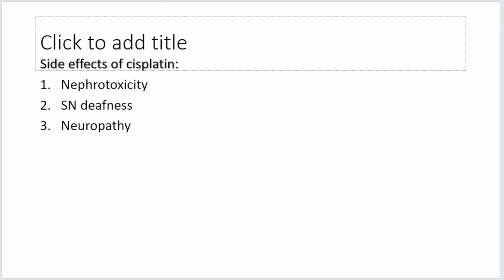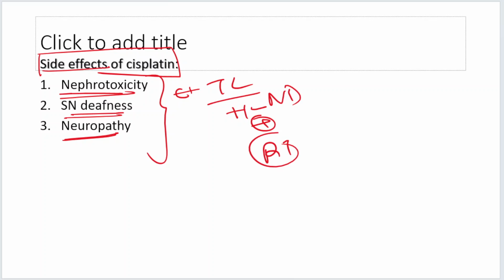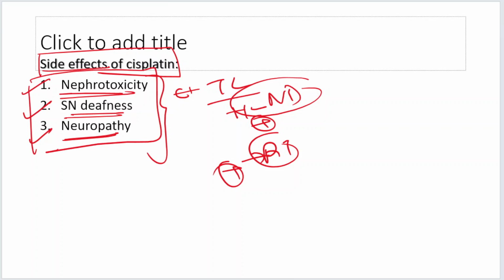Coming to side effects of cisplatin, this is important. If you start giving cisplatin and the patient develops nephrotoxicity, sensorineural deafness, or neuropathy, it means the patient cannot tolerate cisplatin, and such patients you go for total laryngectomy plus or minus neck dissection plus radiotherapy. Neck dissection is plus or minus, but radiotherapy is always plus. Adjuvant radiotherapy is always there. Nephrotoxicity, sensorineural deafness, neuropathy: these are the three side effects of cisplatin. So when you start cisplatin, you have to keep looking at these things.